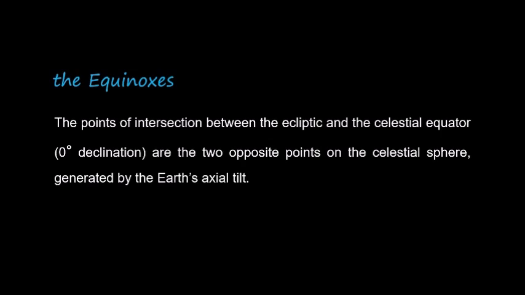Let's now clarify the concept of the equinox. As a consequence of axial tilt, Earth's orbital plane, also called the ecliptic, is not aligned with its celestial equator, which has 0-degree declination. Equinox is essentially the point of intersection between the ecliptic and the celestial equator. These are geometrically the two opposite points on the celestial sphere generated by the Earth's axial tilt.